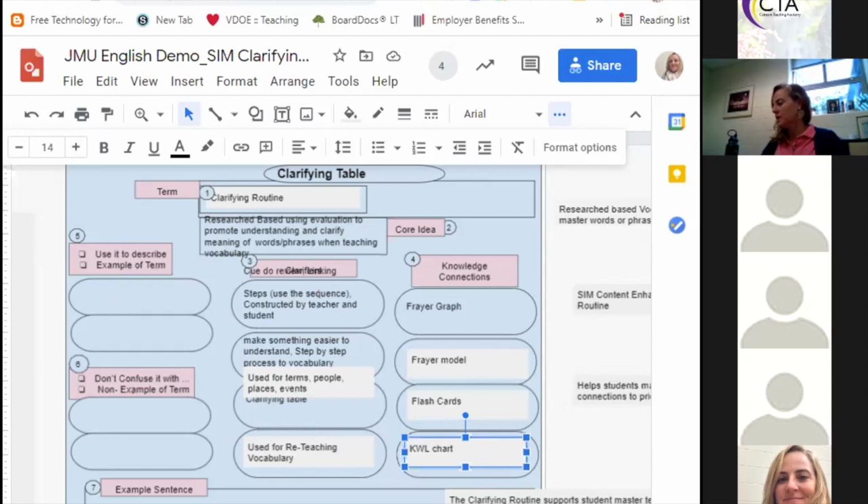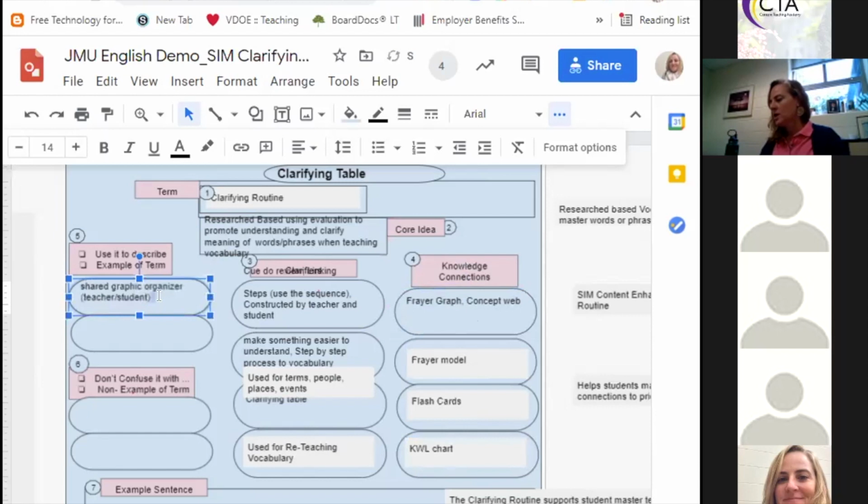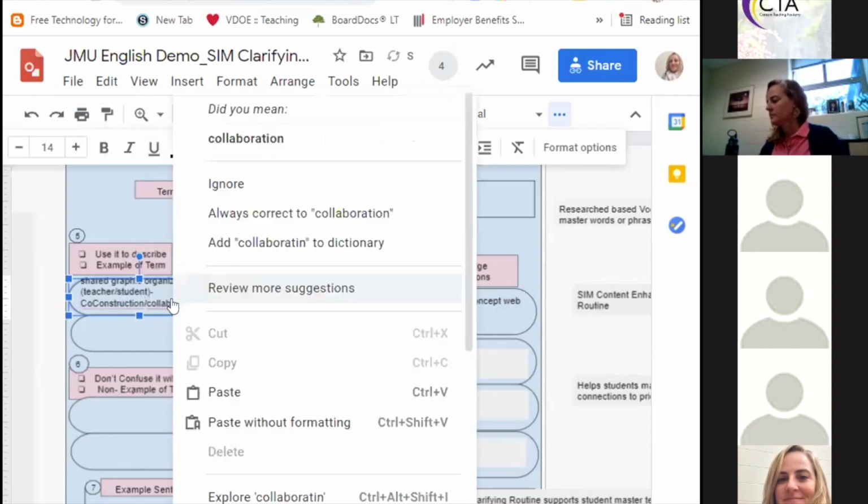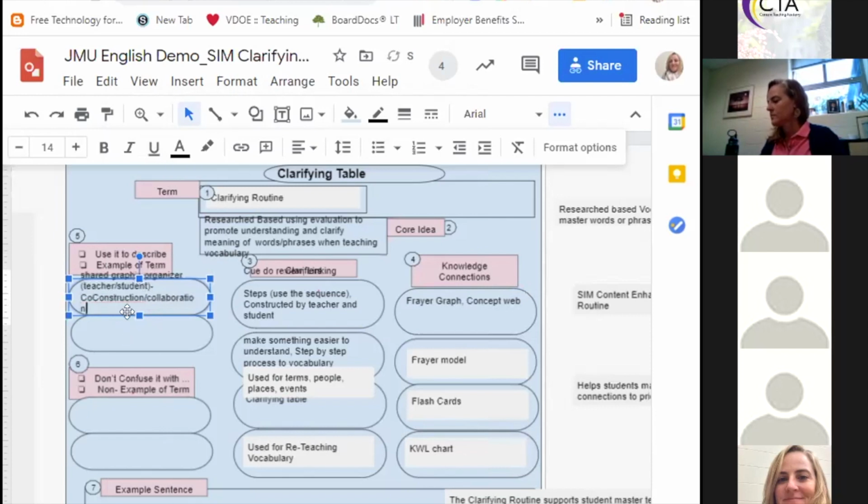Somebody else also dropped in concept web. I'm just going to put that in here. It's a shared graphic organizer with teachers and students. And I like somebody else put in co-construction or collaboration, I apologize. Okay, so that's what we could use to describe it.